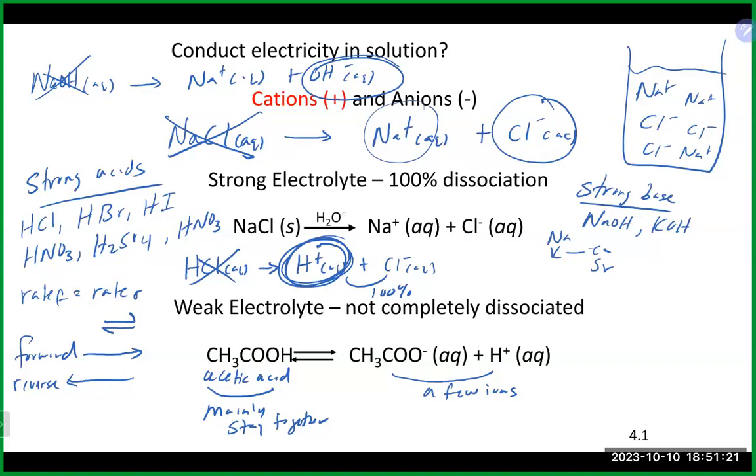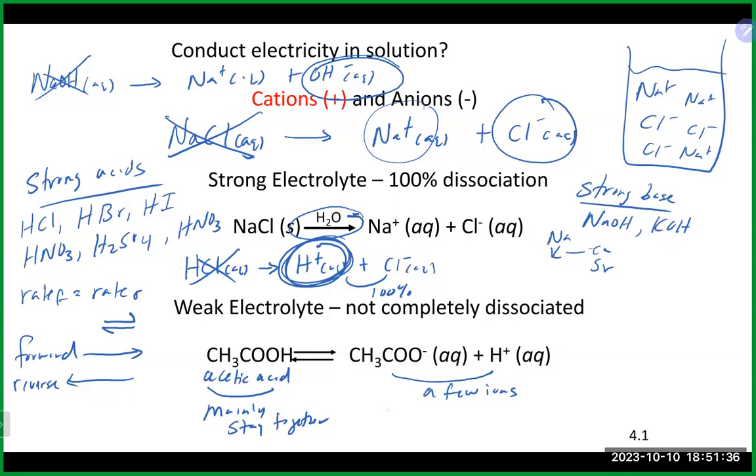A strong electrolyte, as you can see here, has a one-way arrow. Everybody's dumping out to the product side. Nobody's coming back the other way. It's not going to set up an equilibrium. It's just all going to break apart. In a weak electrolyte, it will go back and forth.